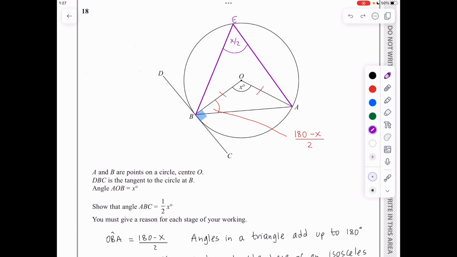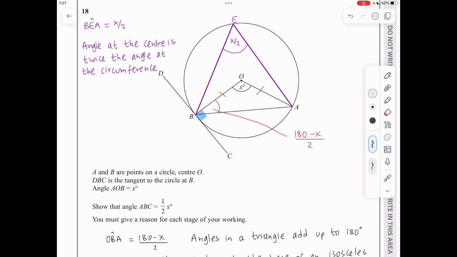So we write that BEA is x over 2. And the reason here is that angle at the center is twice the angle at the circumference. And then we notice that since this is the x over 2 and this here is the chord connecting with the tangent, we've got alternate segment theorem, and therefore we can simply say that ABC is equal to x over 2, and the justification here would be the alternate segment theorem.